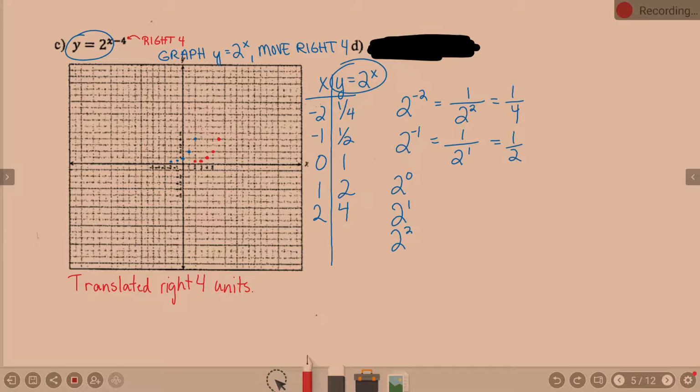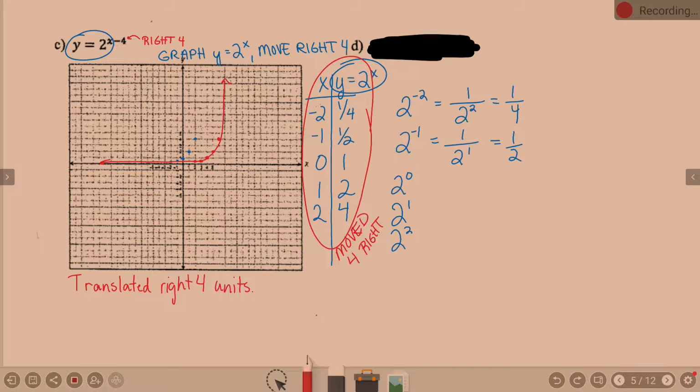What are we running alongside? Never crossing, never touching? The x-axis. As we go up to the right, it's going to go increasingly up. So we took these dots right here, and then we moved 4 right.